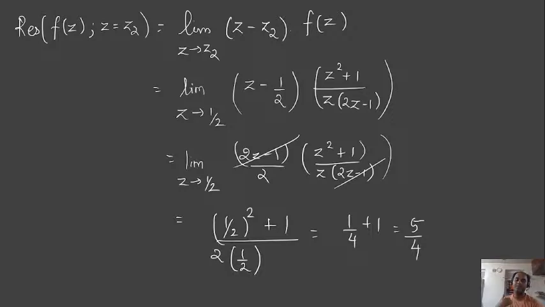Okay, so we have this here, and so 5 by 4 is there, and now we go for the final step. So the final step is step number 4.